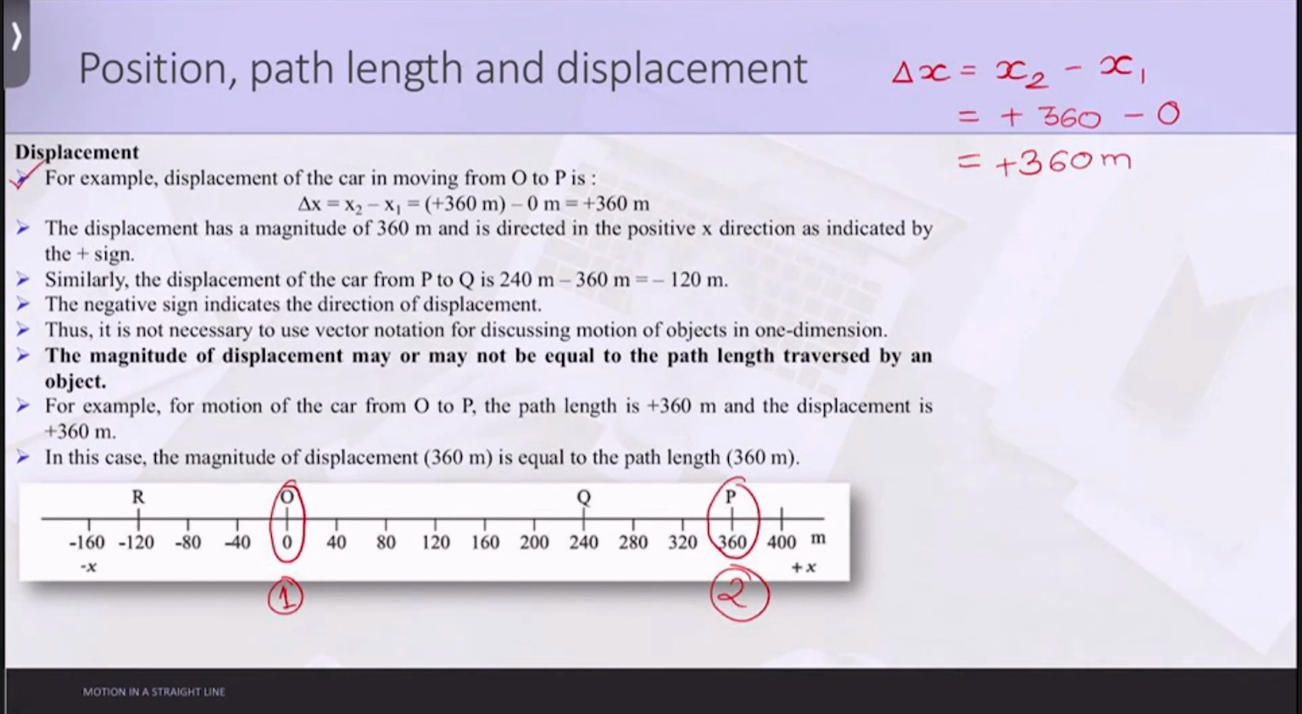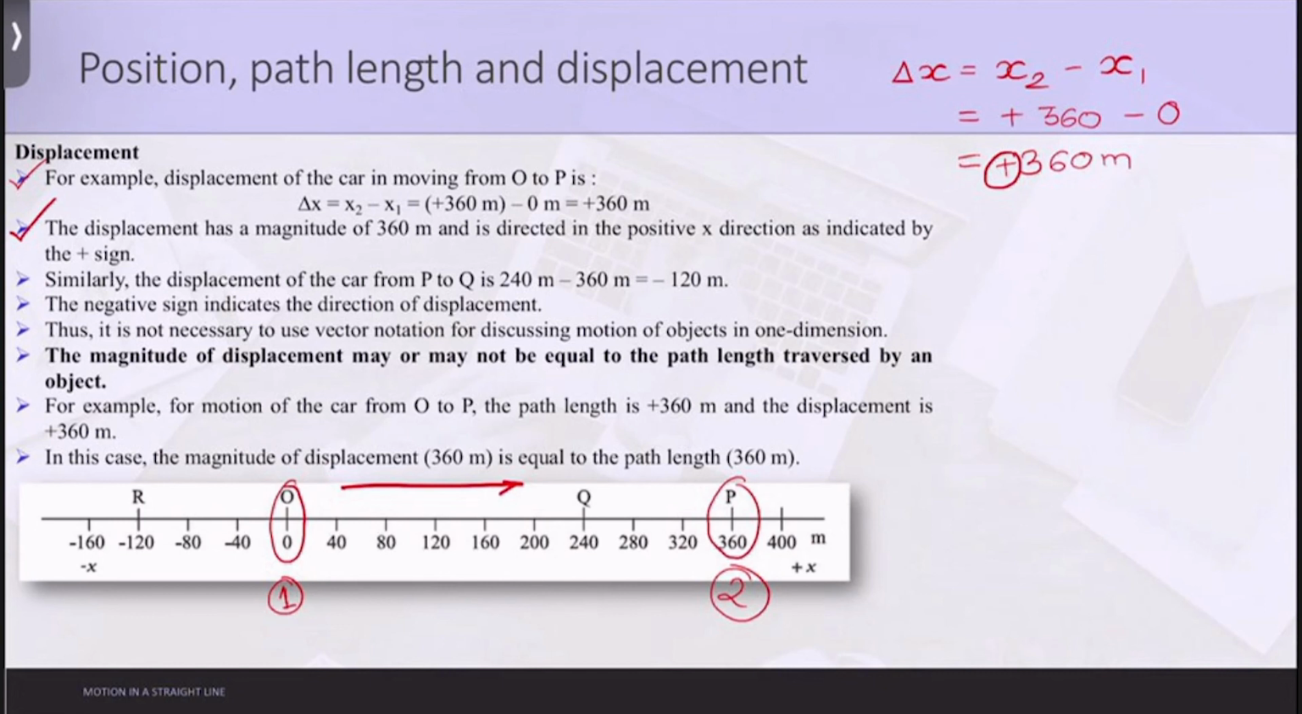So for example, the displacement of the car moving from O to P is delta x equal to x2 minus x1, which is equal to plus 360 minus 0, which is plus 360 meters. So what does the plus sign show here? The plus sign simply shows the direction in which we moved from O to P. So this thing is also explained.